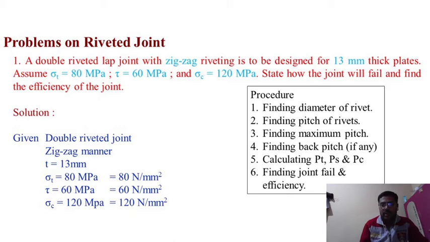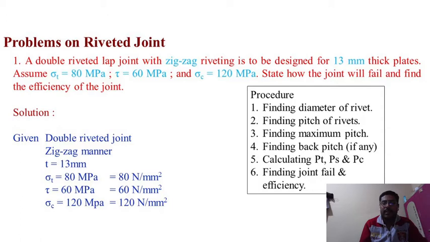Let's start the procedure step by step. First, finding the diameter of the rivet. Second, finding the pitch of the rivets. Third, finding the maximum pitch. Fourth, finding the back pitch if any. And fifth point is calculating PT, PS and PC. Sixth point, we find whether the joint fails or is okay. Then efficiency. So let's write down the given data.